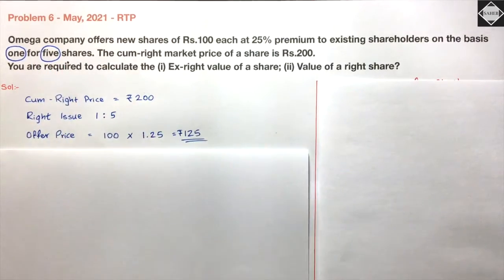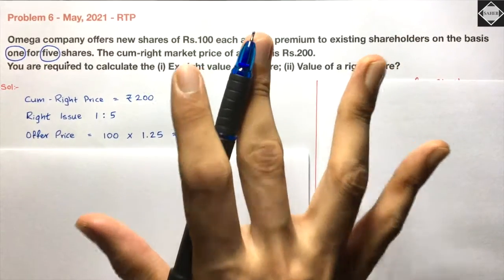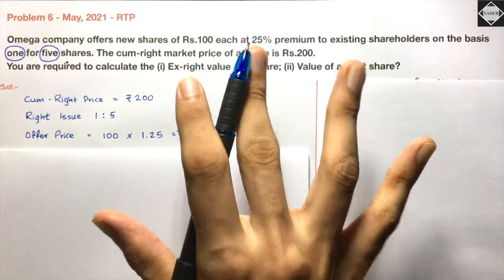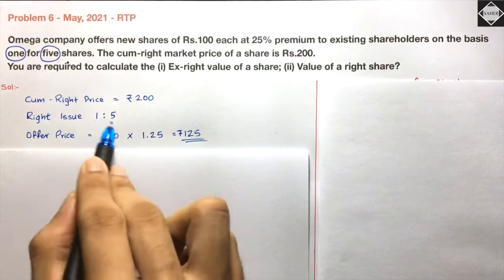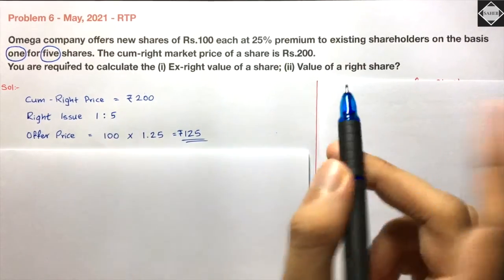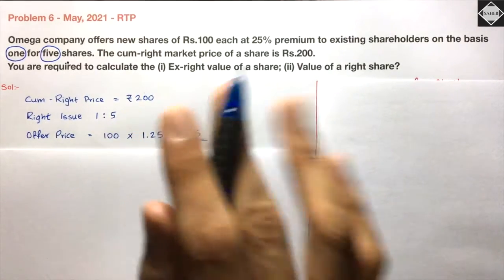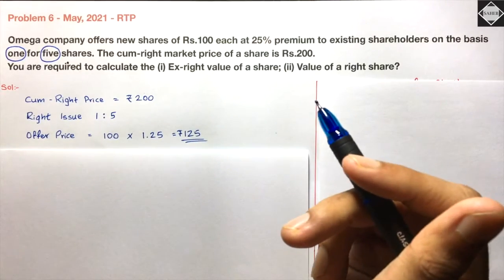And then the second thing you come to know is the ratio, 1 for 5 shares. If an existing shareholder has 5 shares in the company, then he or she will be given a right to purchase 1 additional share. So the ratio is 1:5. Clear? Existing shares are 5 and right share is 1. You will use this in the formula of ex-right price.